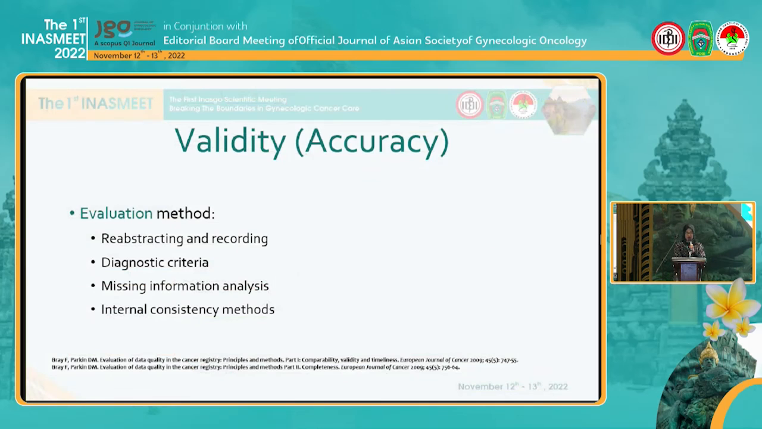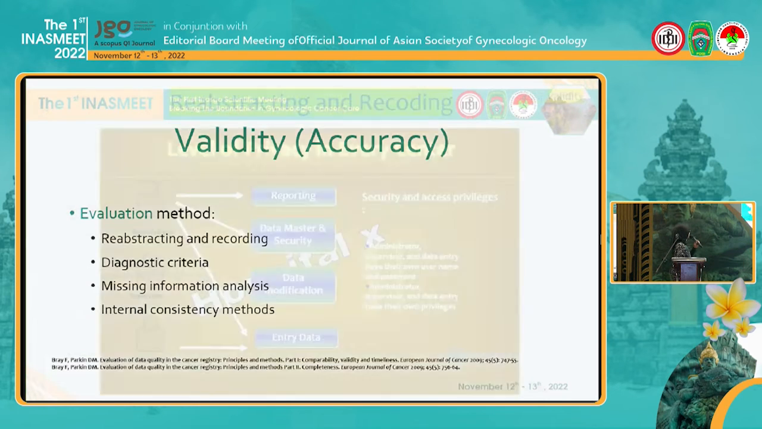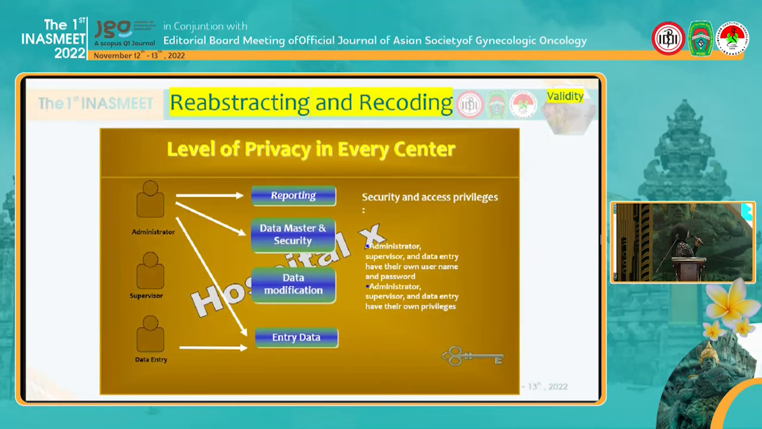And for the validity, the accuracy, we are trying to evaluate the methods from 4 criteria: the abstraction and recording, diagnostic criteria, missing information analysis, and internal consistency methods. The result for the abstraction and recording: we put levels of privacy in every center. Every center has a data entry, supervisor, and administrator. The data entry can only put in the data. They cannot change it if they put in wrong data. It needs a supervisor or administrator to change the data. So every level has its own capability in the cancer registration.